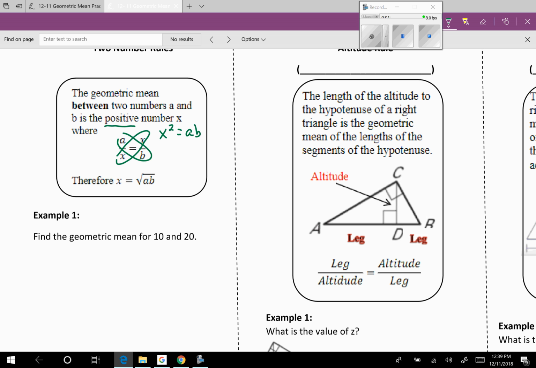Now we don't want x squared, we just want x. So we have to take the square root of both sides. So the square root of x squared is just x, and the square root of ab is the square root of ab, because there's nothing being squared there. So that's what you get.